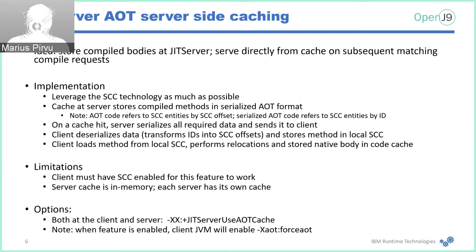However, there's a distinction here. Typically, an AOT method refers to other shared class cache entities, its location and validation records by shared class cache offsets. Whereas the serialized AOT code at the server refers to shared class cache entities by unique identifiers, which point to serialization records. For example, ROM classes are identified by a fully qualified name and a secure hash.